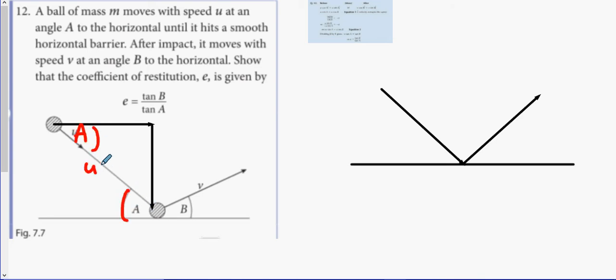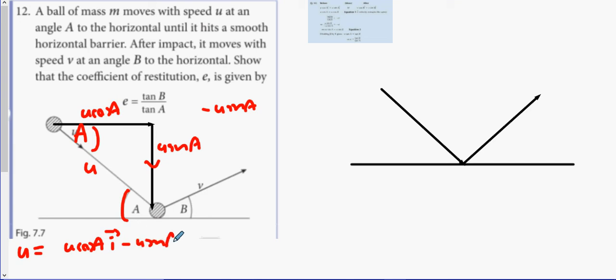That's u. This makes this speed u cos alpha going to the right and u sine alpha going down. Because the u sine alpha is going down, it's a minus u sine alpha. So we have the velocity in the x direction and the y direction. You can write it as u equals u cos a i minus u sine a j. For example, 5 across and 10 down is the vector 5i minus 10j. It means the same thing.